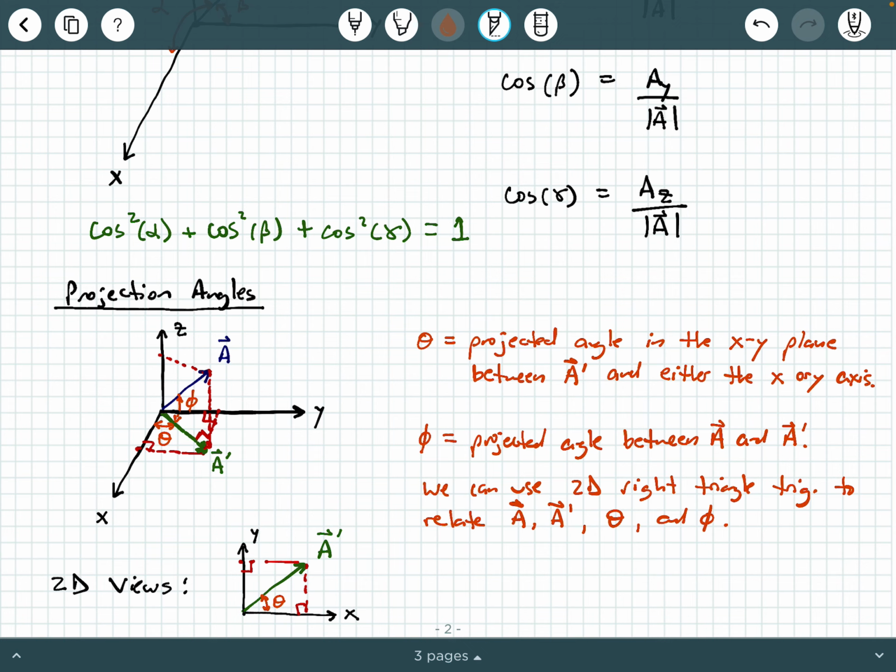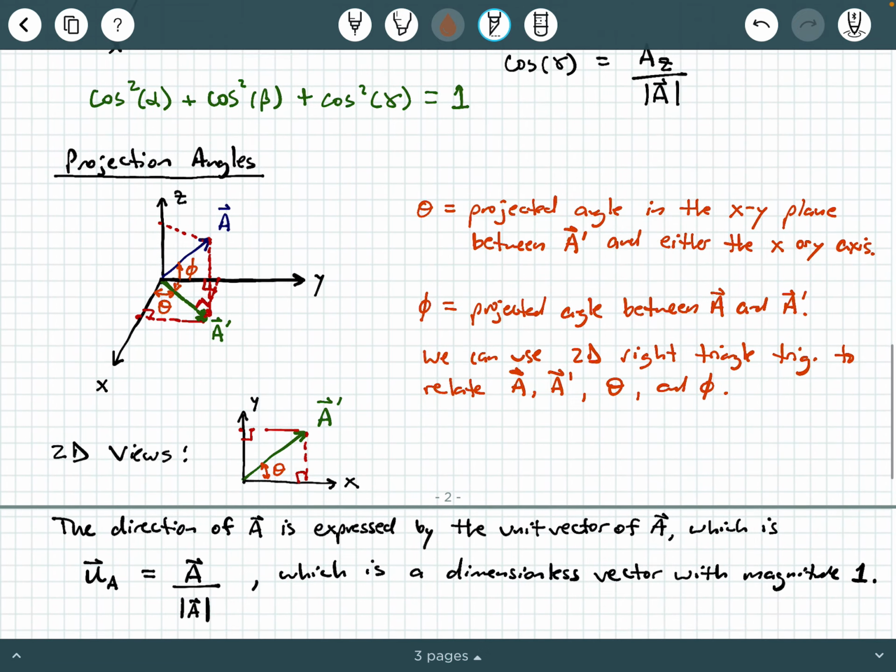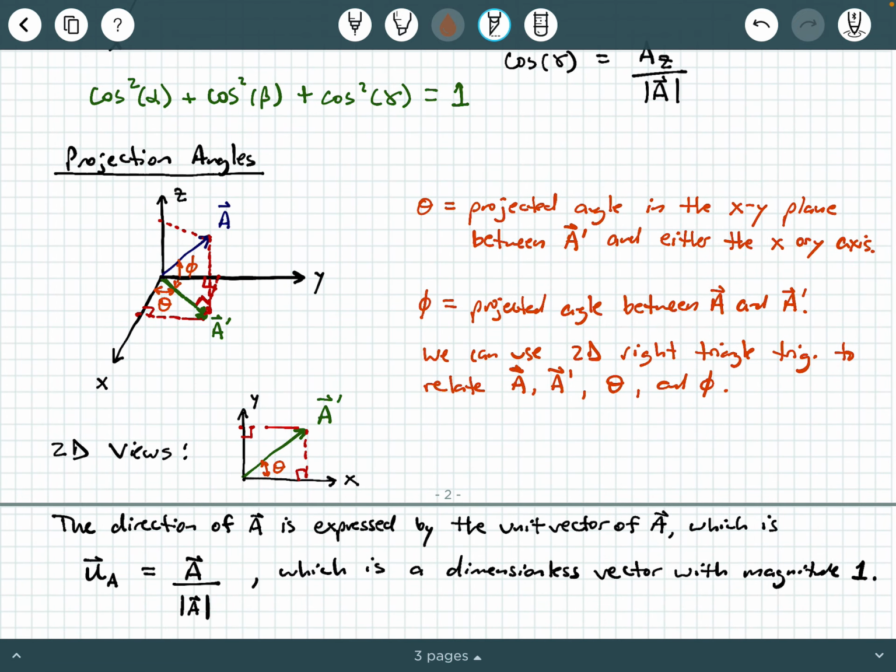And please remember, this takes practice. You need to resketch this, redraw it, practice it over and over again. This is not something that you can just watch a video on once and get it perfectly, okay? So let's continue on. What about when we want to learn about the direction of A?